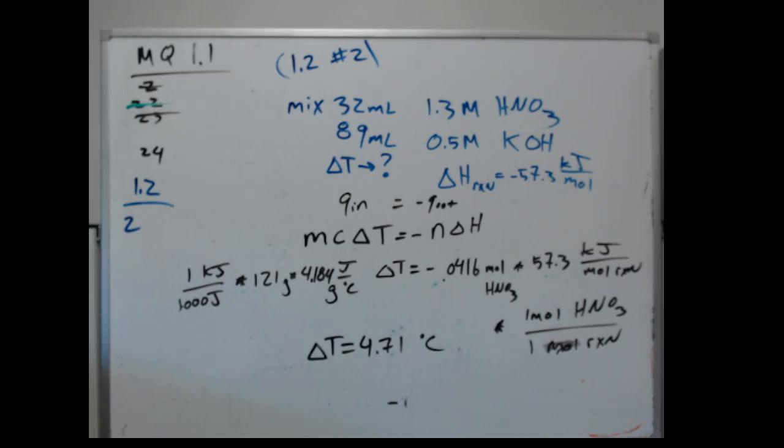I think what tricked me was just that the negative 57.3, I thought it was a temperature change. So, oh yeah, we have to be careful about the delta H versus the delta T and how we're thinking about the different pieces of what's going on.